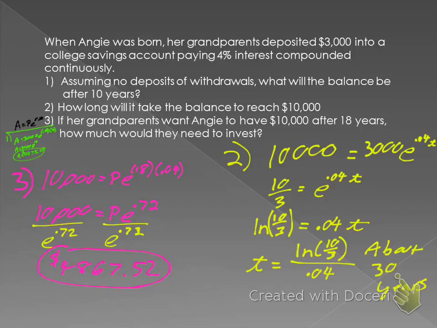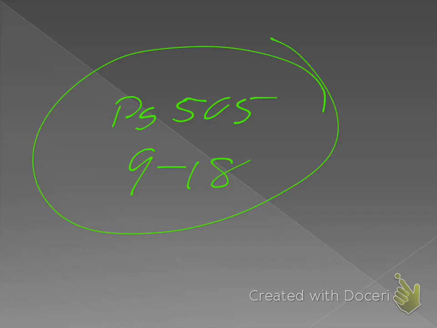What was it again? 505. Page 505, 9 through 18. Oh, I need to unfreeze the screen for you guys. There you go. Okay, page 505, 9 through 18. That's your assignment for this one, okay?